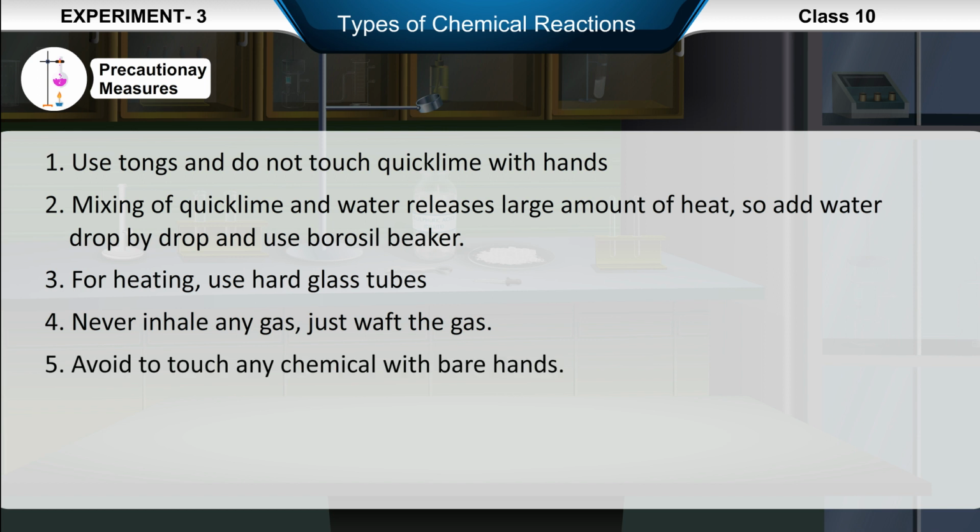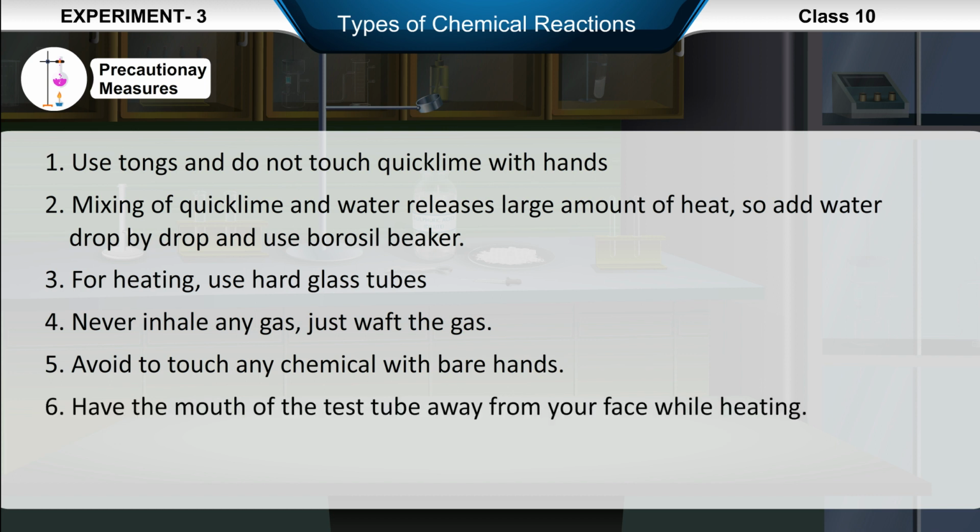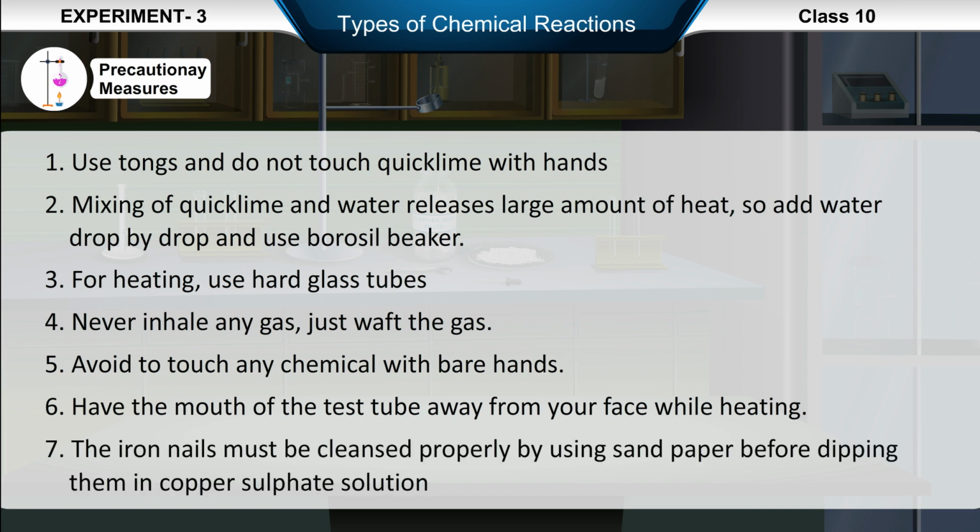5. Avoid touching any chemical with bare hands. 6. Keep the mouth of the test tube away from your face while heating. 7. The iron nails must be cleansed properly using sandpaper before dipping them in copper sulfate solution.